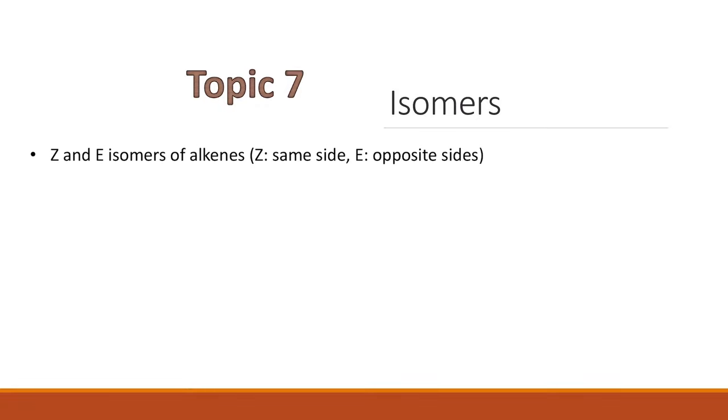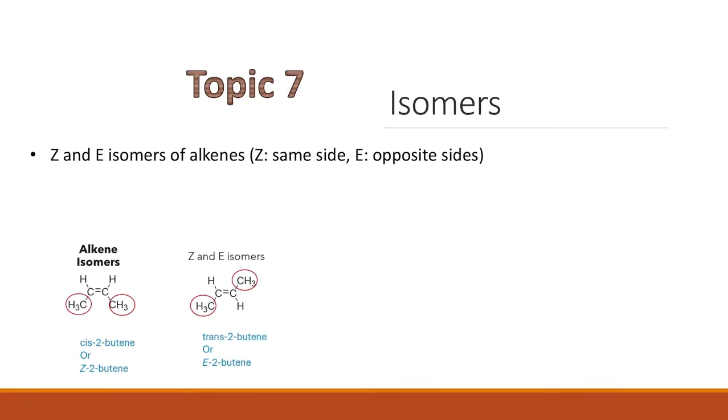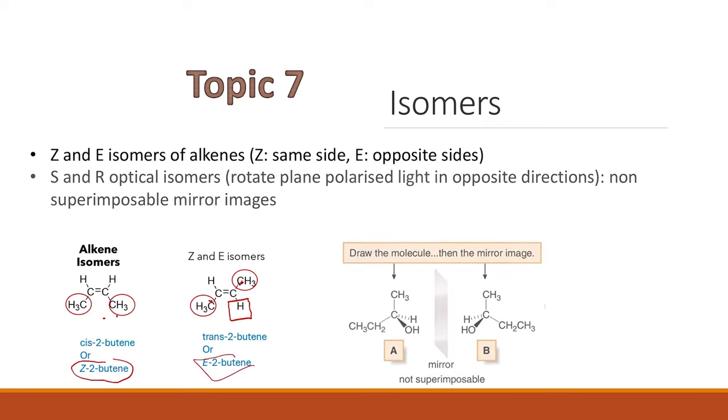Isomers, so the Z and E isomers of alkenes. Remember that isomers of alkenes are only generated when each side of the double bond has two different substituents. If they have similar substituents, like two hydrogens or two methyl groups, then it's not going to be isomers. So if the two groups which have higher priority are on the same side, this is going to be the Z isomer, and if they are on opposite sides, it's going to be the E isomer.